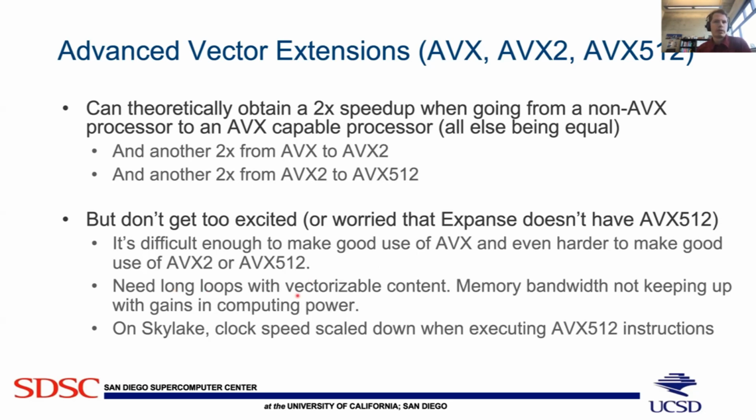The reason is you need these long loops with vectorizable content, and the memory bandwidth also needs to be keeping up with that, right? The other thing is on Skylake processors, for instance, the clock speed is scaled down when AVX512 instructions are issued. So you get more throughput, but the processor is clocked slower, right? And simply because when it consumes too much power, it gets too hot and it clocks down. So the speedup is not really 2x that you get. So it's not really much that we lose on Expanse by not having AVX512. On the contrary, we have very good performance because we have many more compute cores than typical Intel processors at the time.